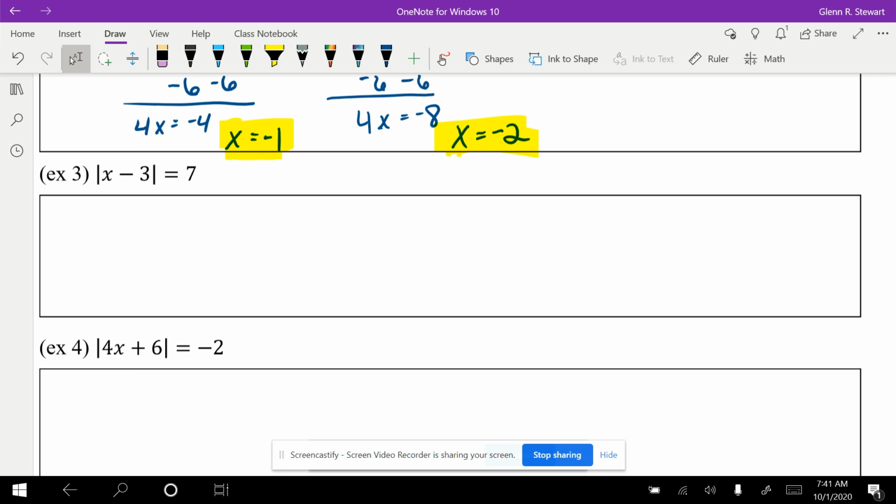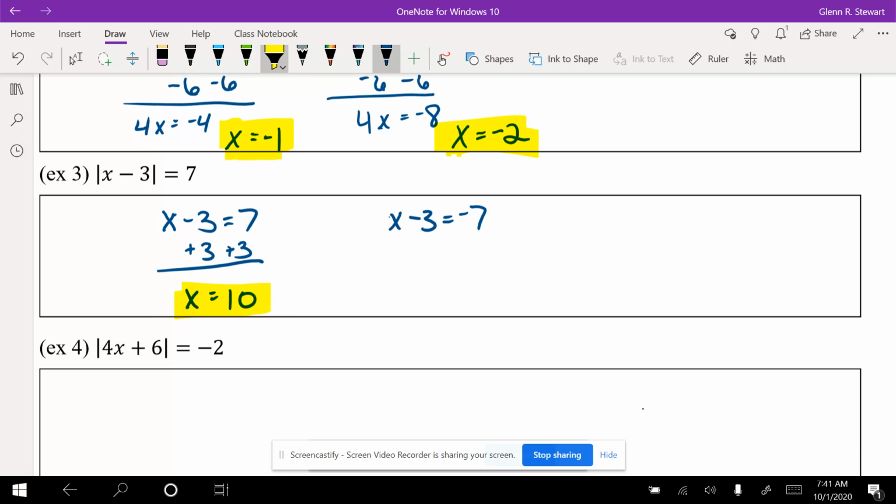Okay. Here's what should have happened, hopefully, whenever you did this problem. x minus 3 is equal to 7. And then you would have also set up a similar problem as x minus 3 is equal to negative 7. From here, we're just going to add 3 to both sides, and we get x is equal to 10. And then over here, we add 3, and we get x is equal to negative 4.